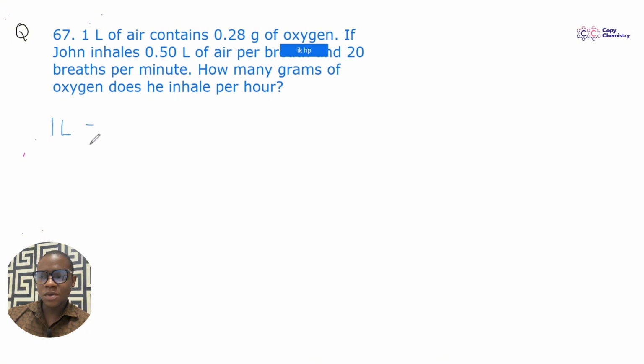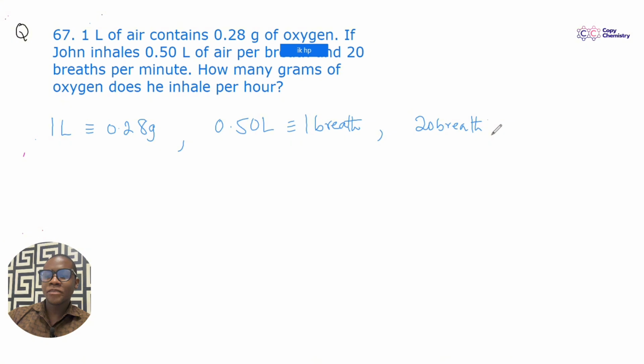1 liter is equivalent to 0.28 grams of oxygen. Now, John inhales 0.5 liter of air per breath. So I can write 0.50 liter is equivalent to 1 breath. Then what else can I write? And 20 breaths per minute. So 20 breaths is equivalent to 1 minute. That's how much he inhales per minute.